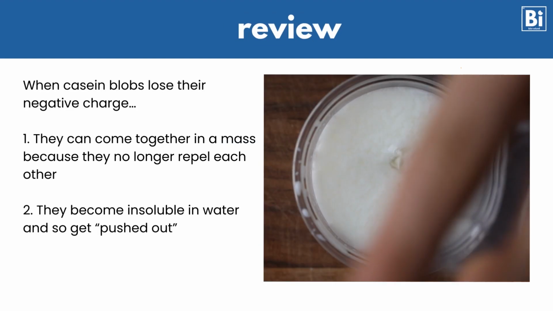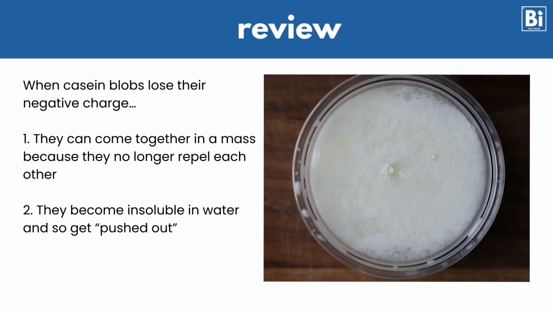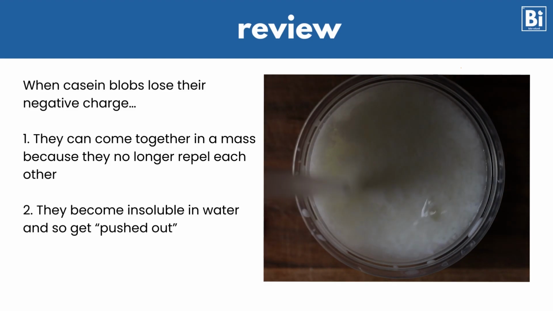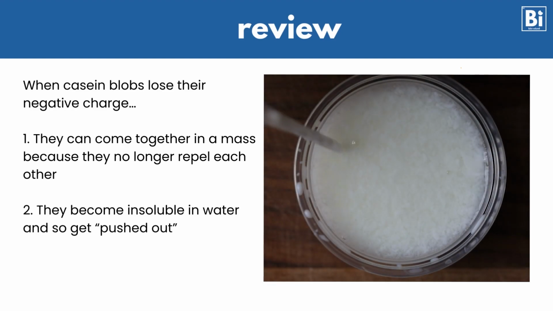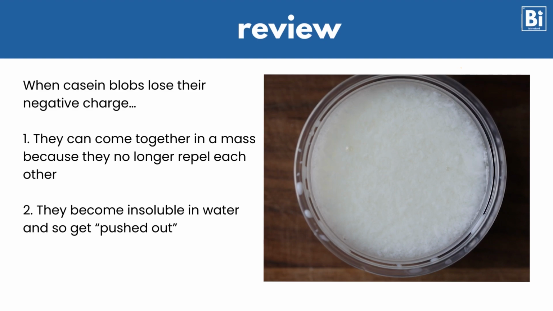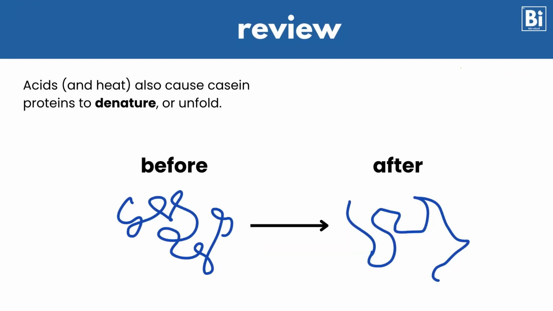All right, so just to recap, when casein blobs lose their negative charge, like when we add an acid, this results in two things. One, they can come together in a mass because they no longer repel each other. And two, they become insoluble in water, and so they get pushed out. Additionally, acids cause casein proteins to denature or unfold and lose some of their structure. Heat also causes proteins to denature, and it's often used in many cheese-making recipes along with acids.